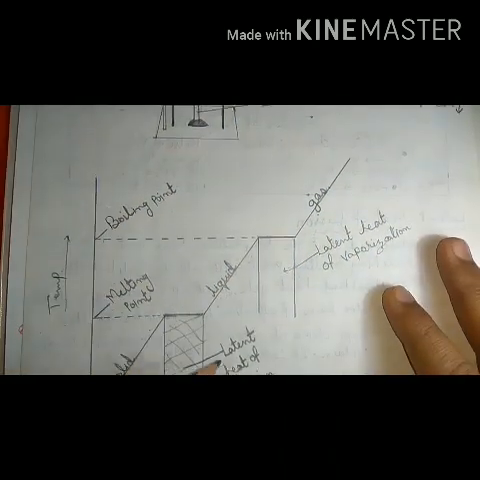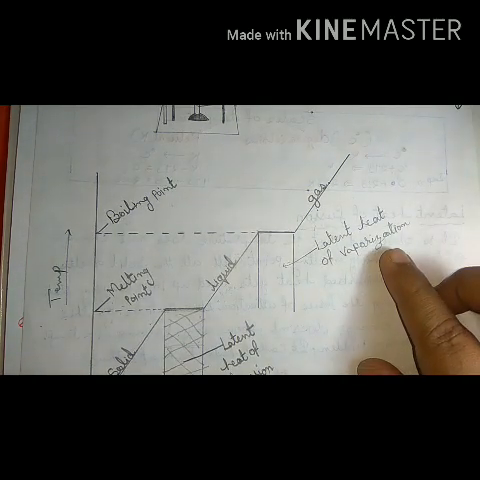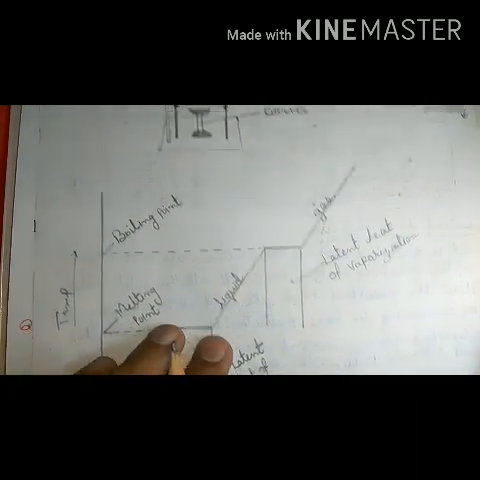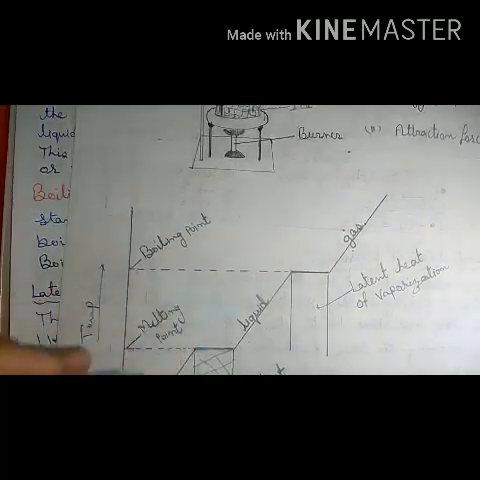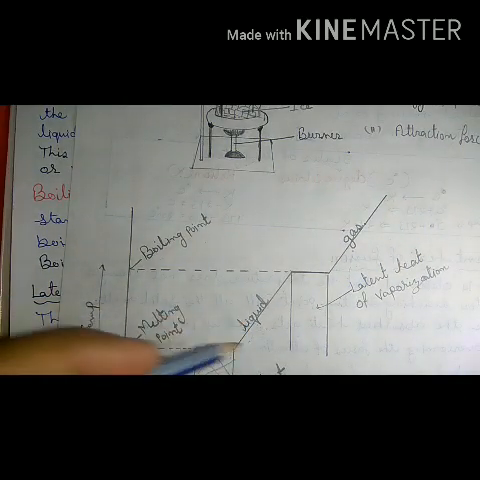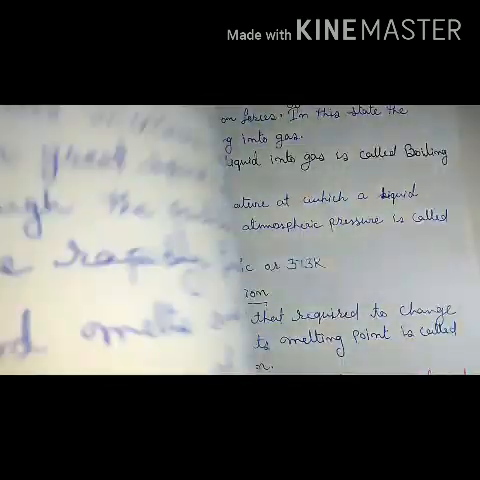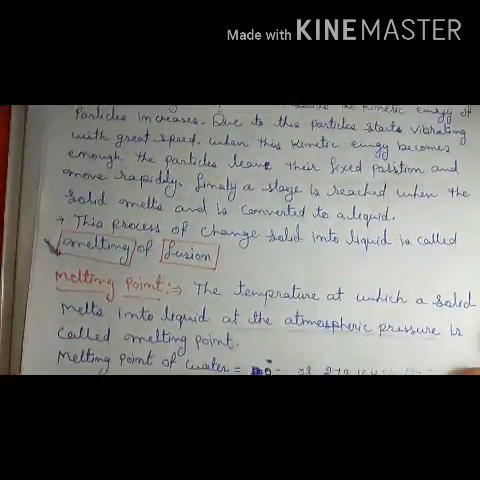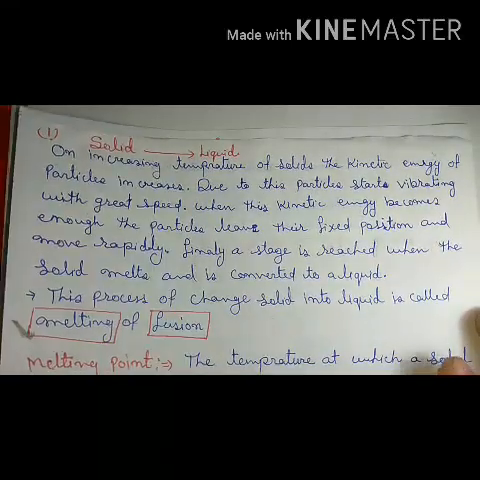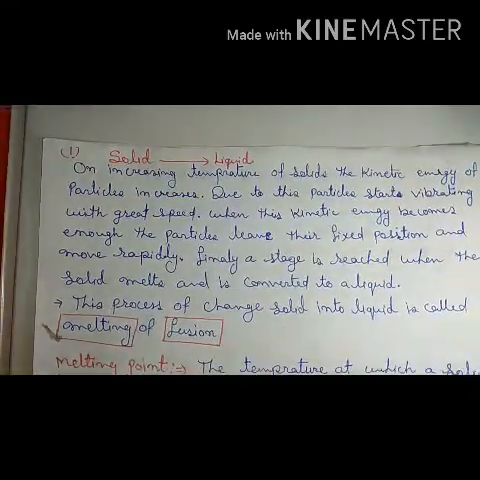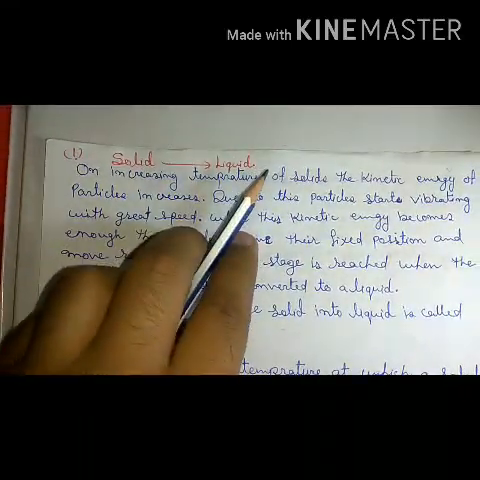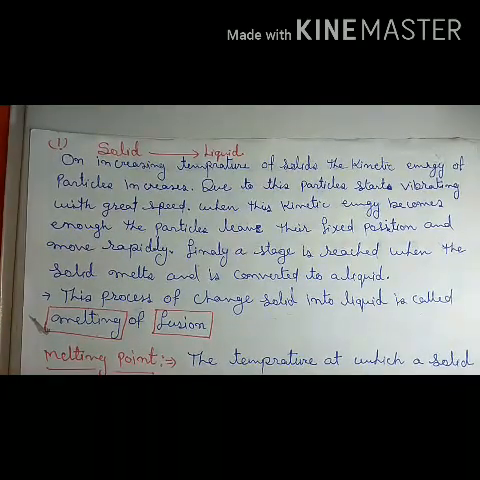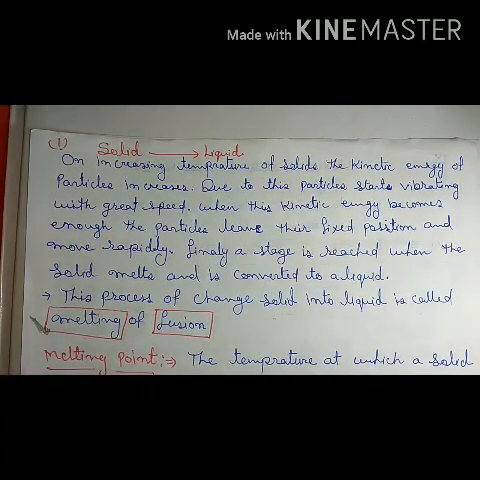Here are two more things: latent heat of fusion and latent heat of vaporization. We will discuss them after a few minutes. Firstly, we generalize the process of solid converting into liquid. As we know, here the heat is continuously being supplied. I will first discuss the solid state converting into the liquid state. What changes are appearing here and why are they appearing?